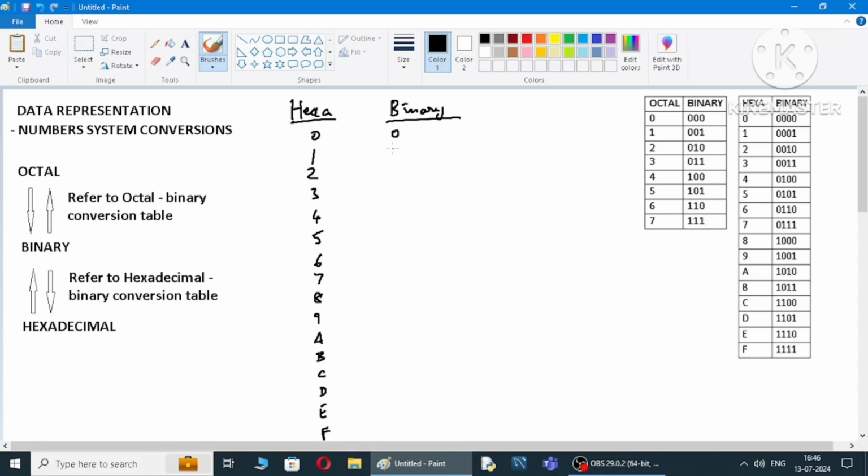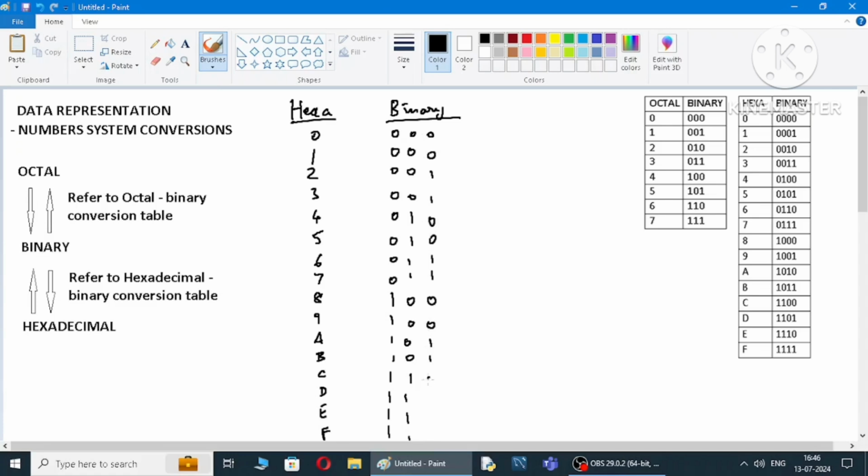How do you do this? For that, you do 8 zeros, then 8 ones, then 4 zeros, 4 ones, 4 zeros, 4 ones. Then 2 zeros, 2 ones, 2 zeros, 2 ones, 2 zeros, 2 ones and so on. Then 0 1, 0 1, 0 1. Fill in the tabular column this way. It's very easy to do the conversion.